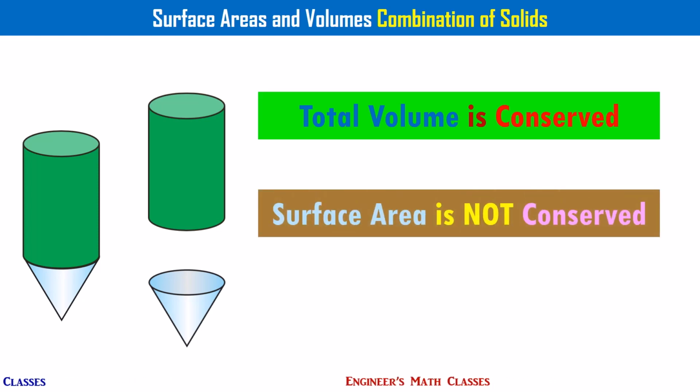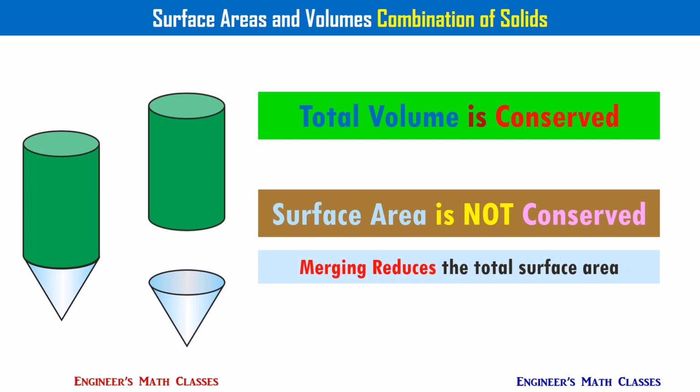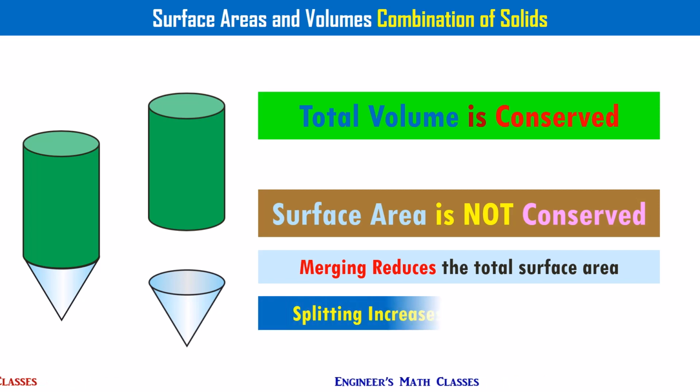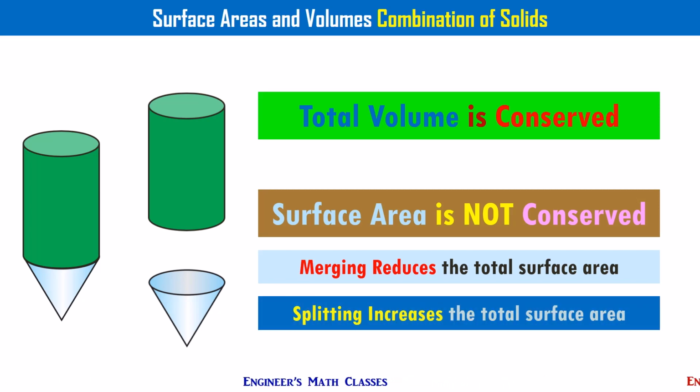With respect to surface area, it is not conserved when you make a compound solid from basic shapes. What happens is when you merge two basic shapes, it reduces the total surface area, and when you split a compound solid into two basic shapes, it increases the total surface area.